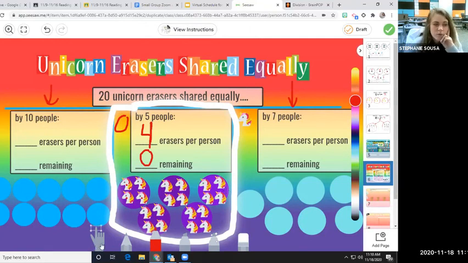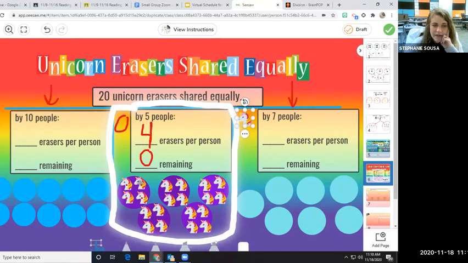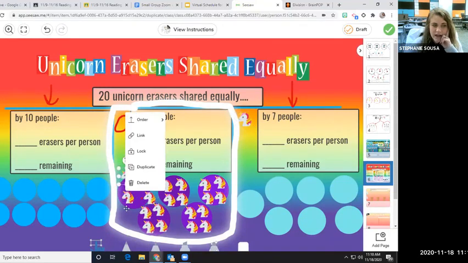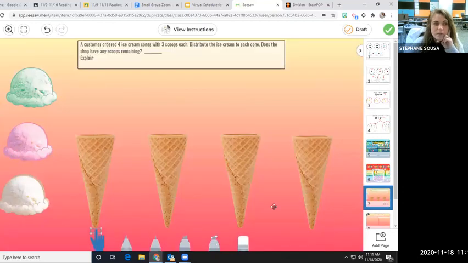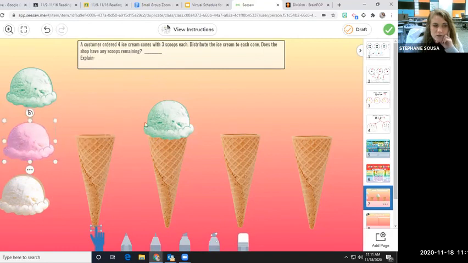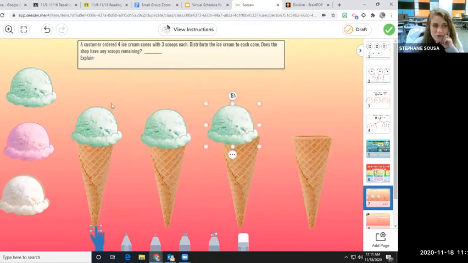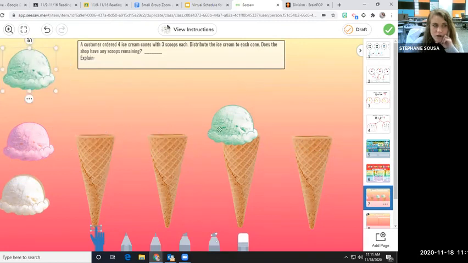Okay. I want to point out that my pictures are very neat. I do not have unicorns half in and half out of groups because that's going to get very confusing. So make sure as you are placing your items that they are very clearly inside of the group space that is designed for you so that your work is easy to read. Number 7 is one problem where you will be sharing ice cream scoops. So you will be able to read this problem here and pass out the correct number of ice cream scoops for each cone. Okay, so that's what you're going to work on slide 7.